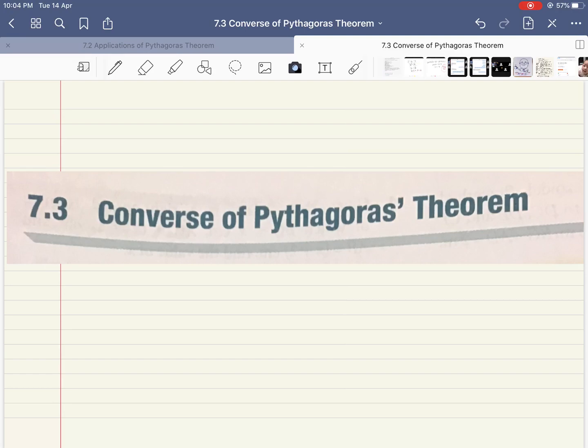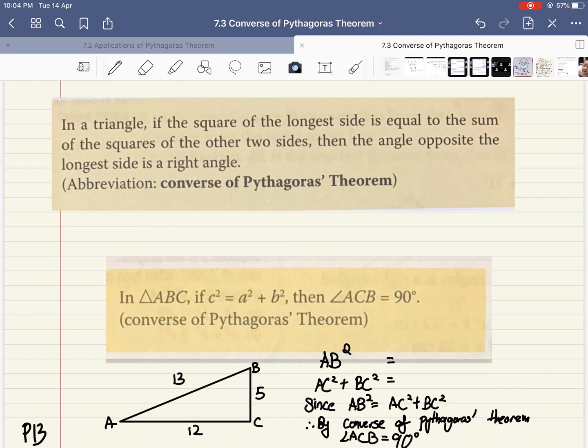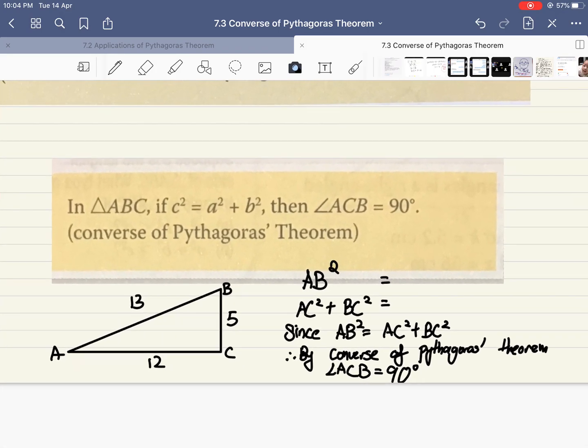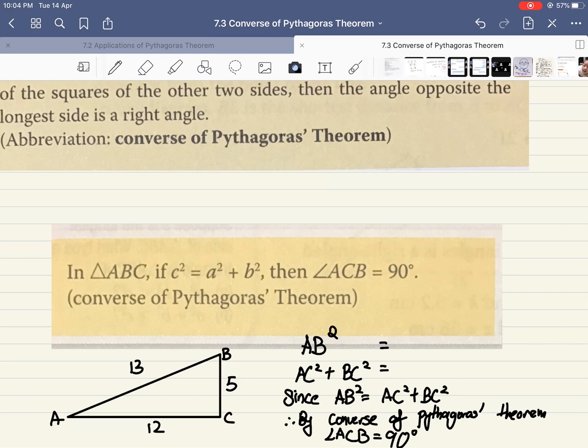Hello everybody, today we're going to cover chapter 7.3, the converse of Pythagoras Theorem. Another word for converse is like the reverse of Pythagoras Theorem. So far we have learned that for a right angle triangle, c square is equal to a square plus b square. However, the converse works like this.